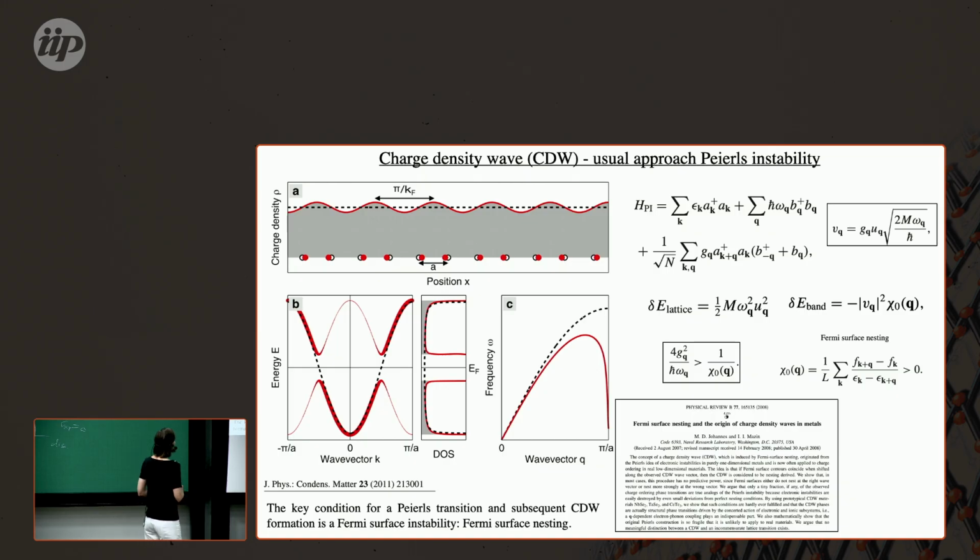And essentially, the key condition for this pre-transition and the subsequent charge density wave formation is a Fermi surface instability, and that is what is called Fermi surface nesting. And this is a very interesting paper, actually, where Massin and company explain why those conditions, where this perfect nesting occurs, are very, very difficult to accomplish in nature.